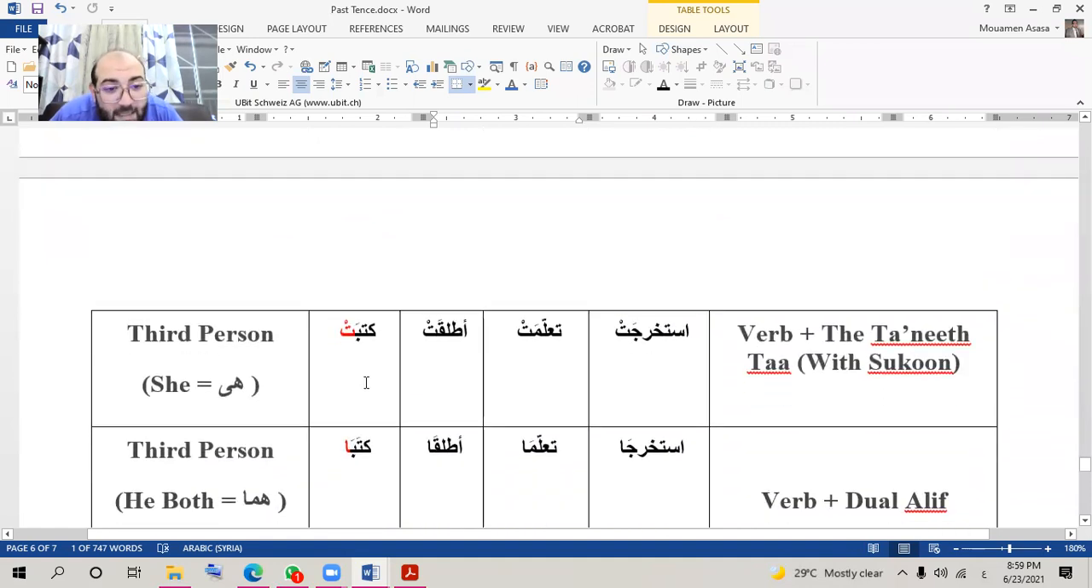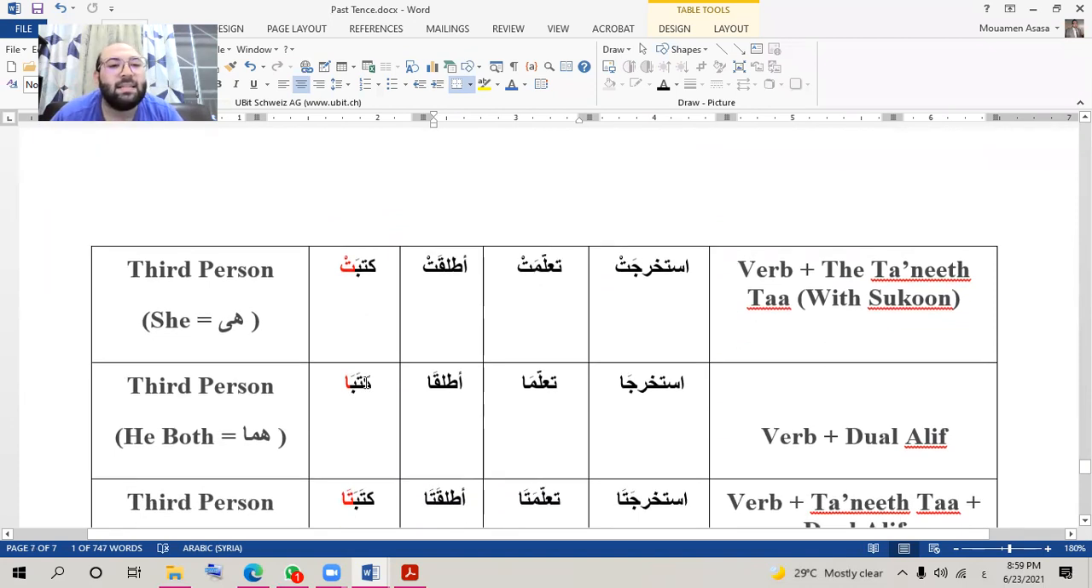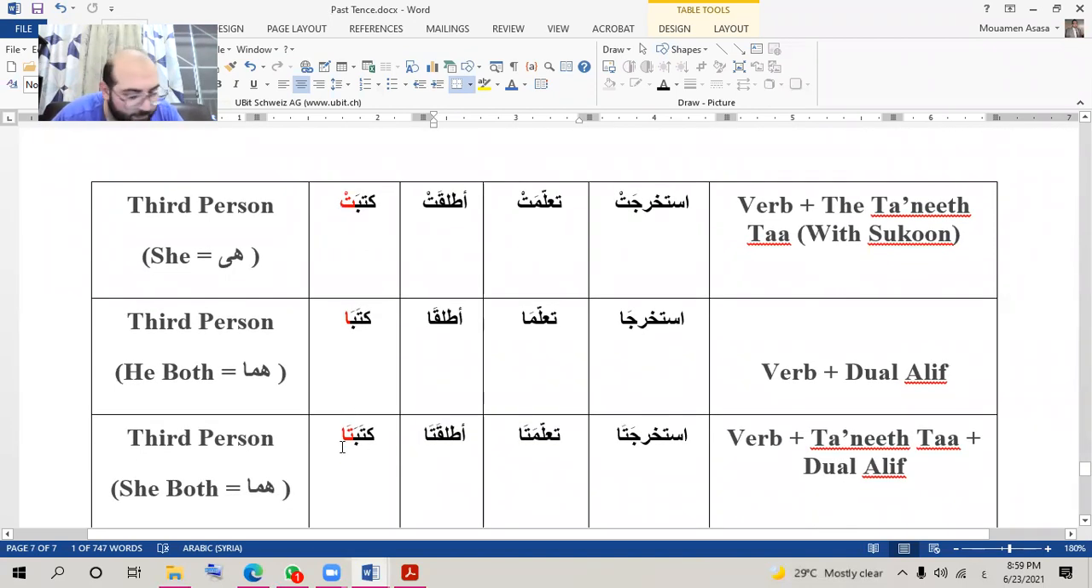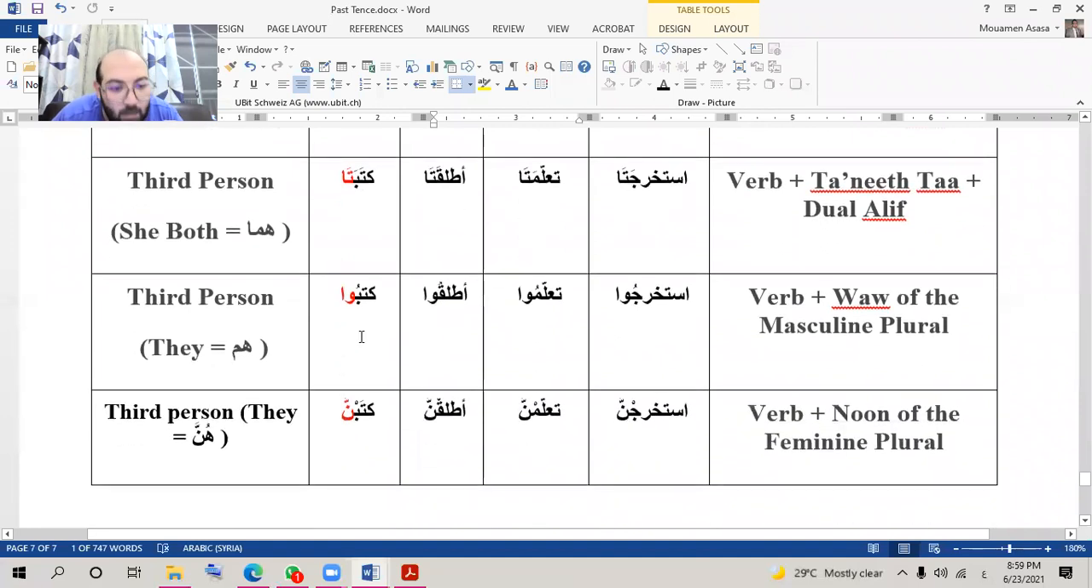Katabat, with sukun, that means she, female. Kataba is both, and katabtuma is both. Don't think about it. Katabu, wow. This means they. Katabna, they for female.